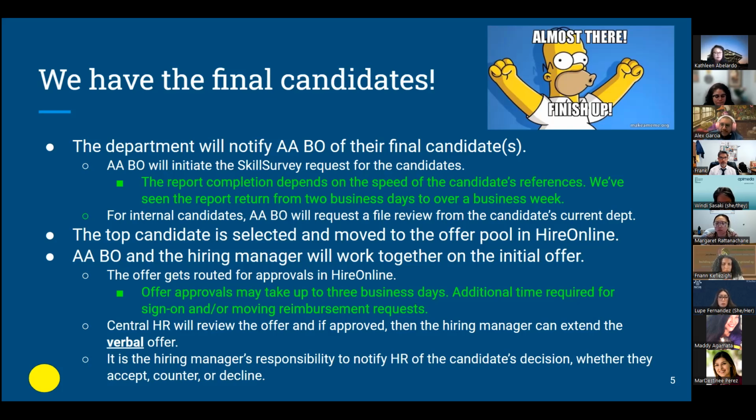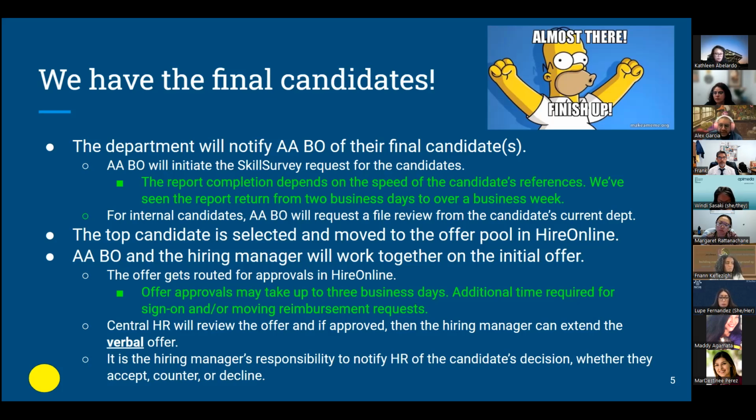Move forward. Once that top candidate is selected, we work with the EDI for the offer, get that generated in Hire Online. And then once we get what we want to make as the initial offer to the candidate, we route that for approvals in Hire Online. This could take up to 3 business days. Additional time is required if there's any sign-on bonus, or if there are any moving reimbursement requests, and that should be discussed with your HR contact before starting any approvals.